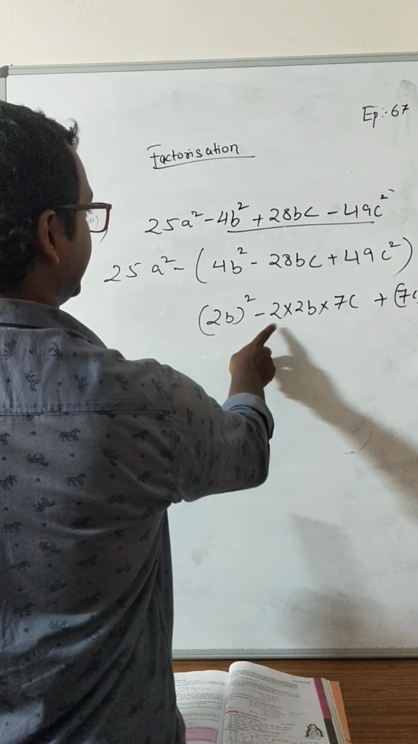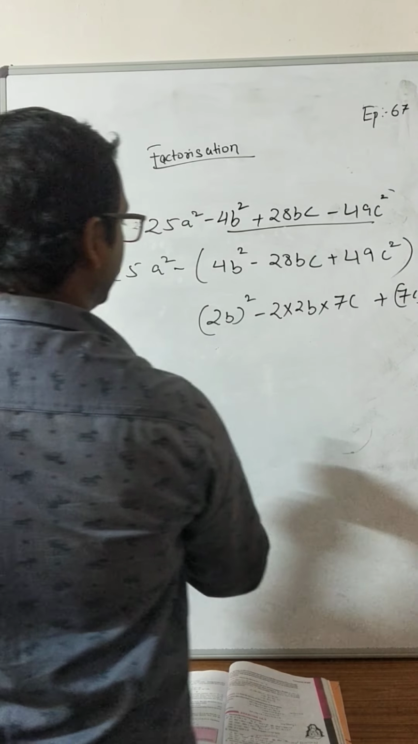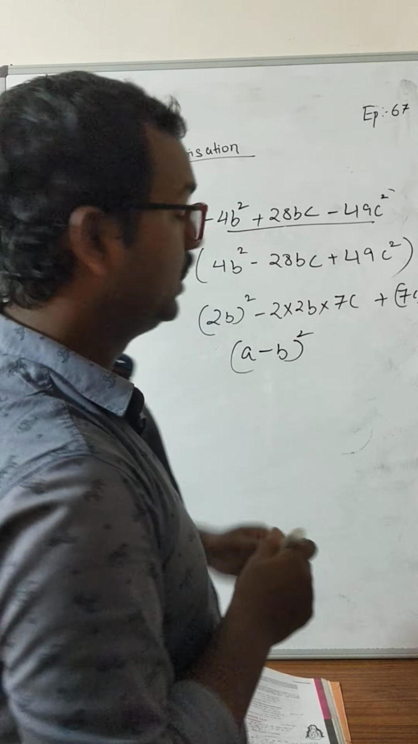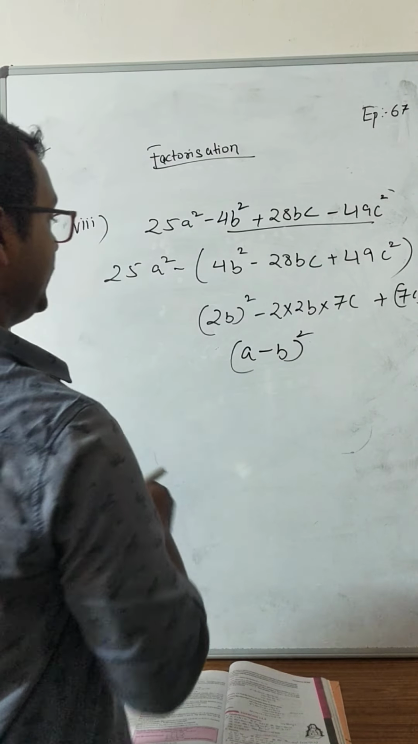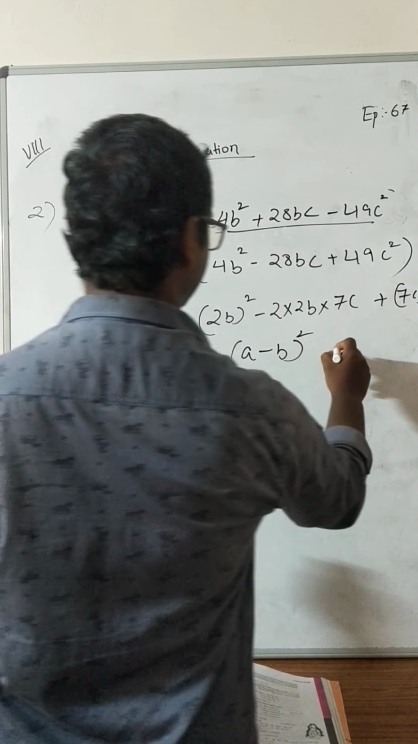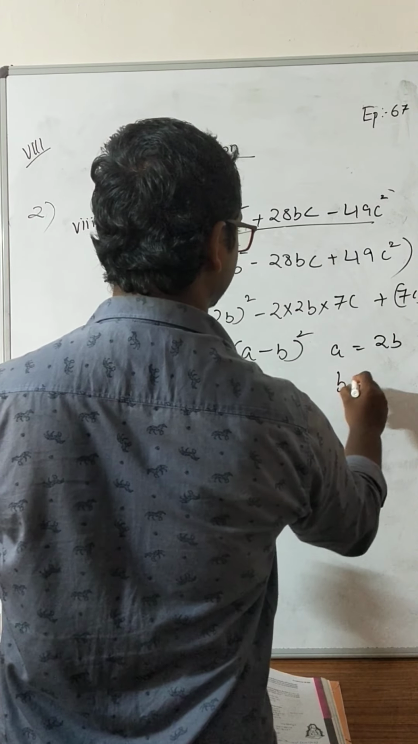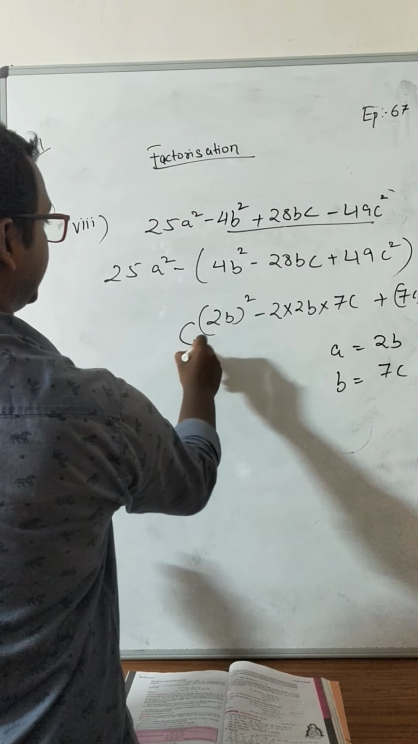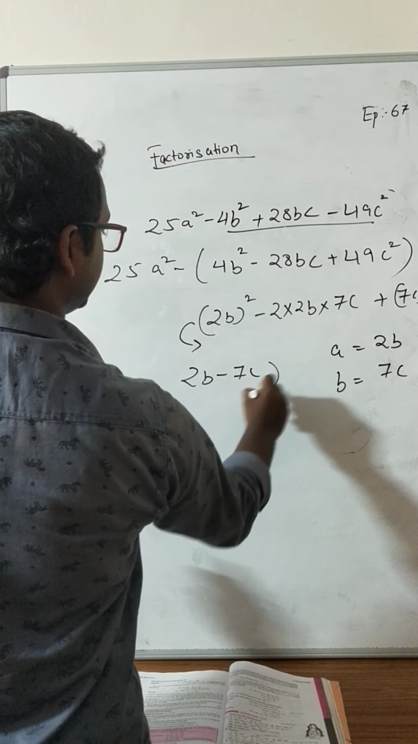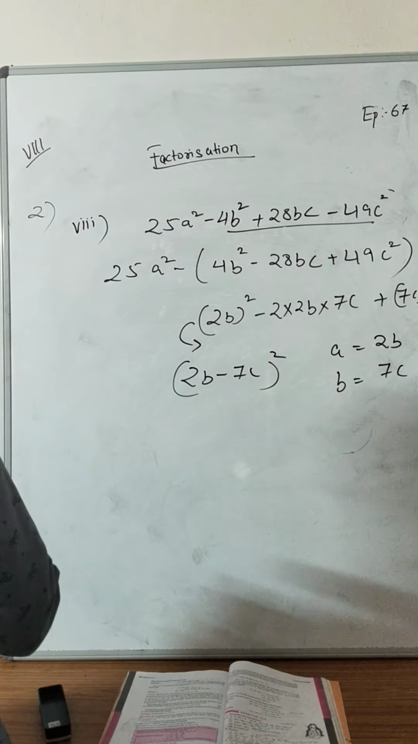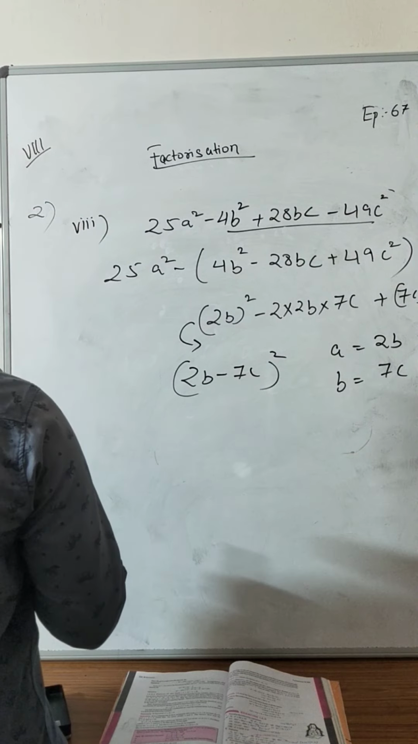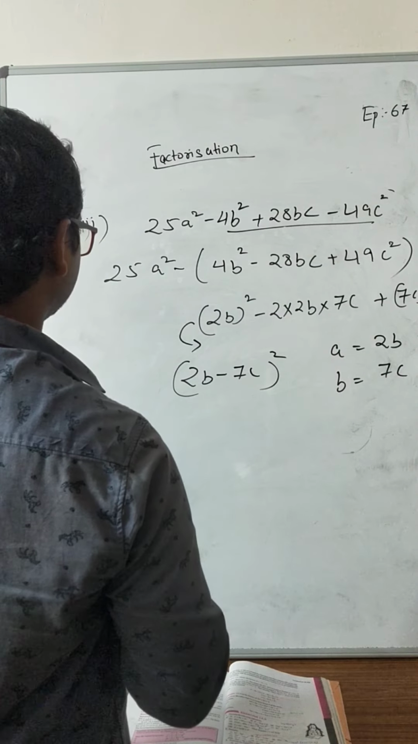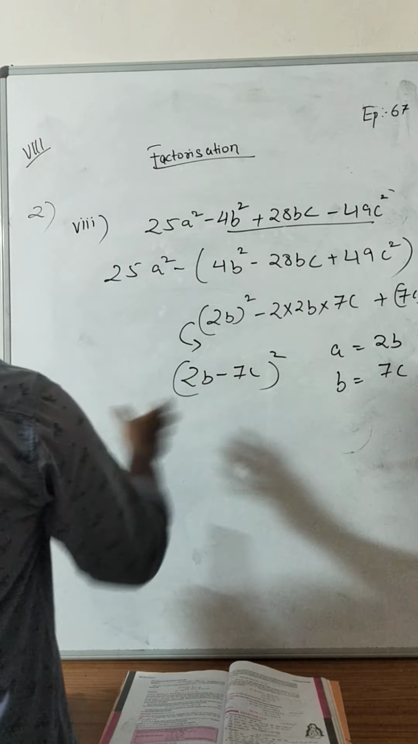This is of the format identity 1, a² minus 2ab plus b², which we can write as (a minus b)², identity 2. So this we can write as (a minus b)², where a is actually 2b and b is actually 7c. So this entire term will become (2b minus 7c)². Okay, now see, this is what we will get from this term.